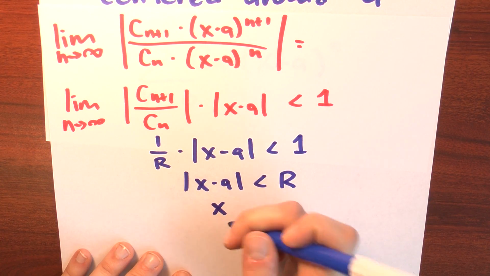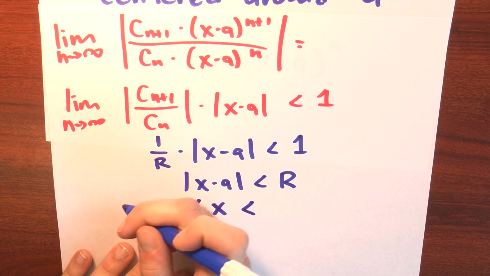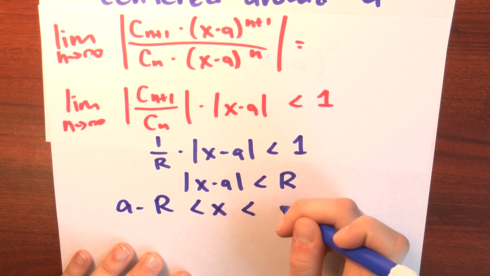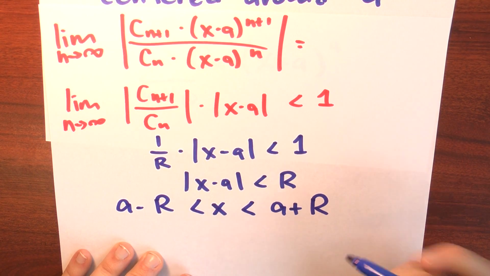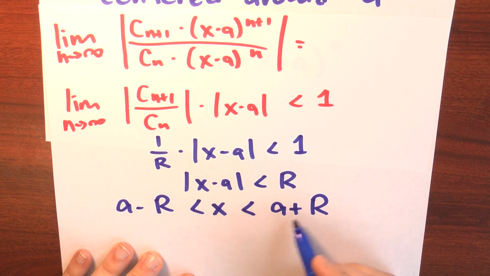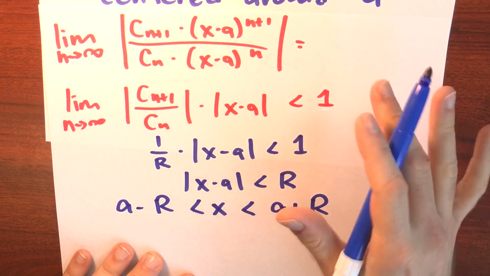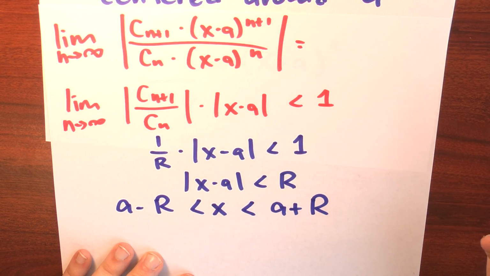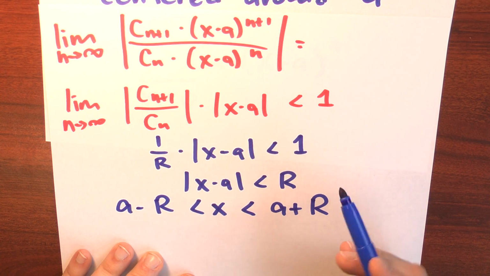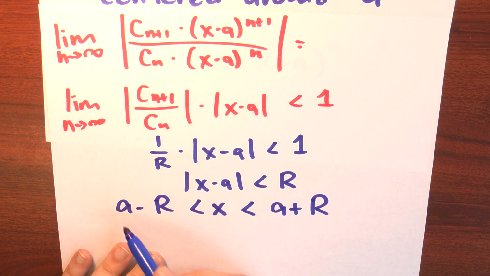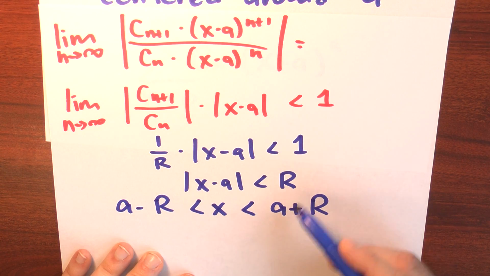Well, that really means that x is between a minus r and a plus r, and that at least when x is between a minus r and a plus r, I know that the series converges absolutely. I don't know what happens at the endpoints, but the big deal here is that, look, this thing legitimately looks like an interval centered at the point a with radius r.